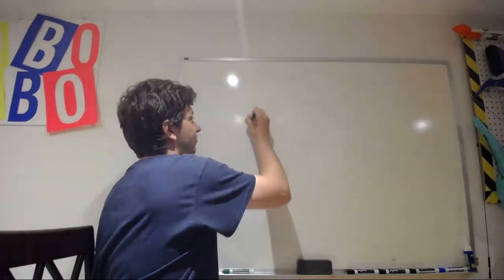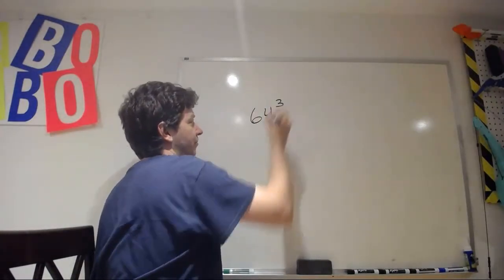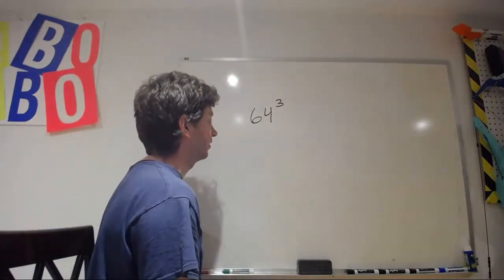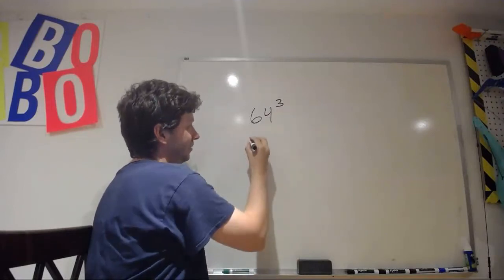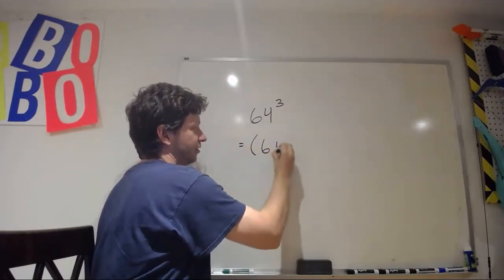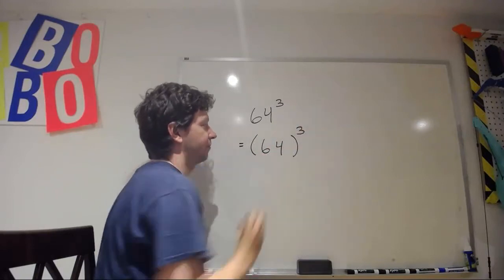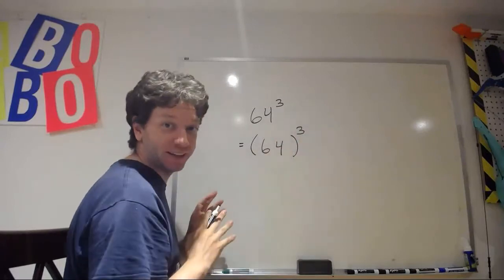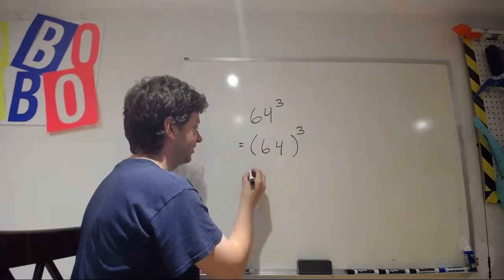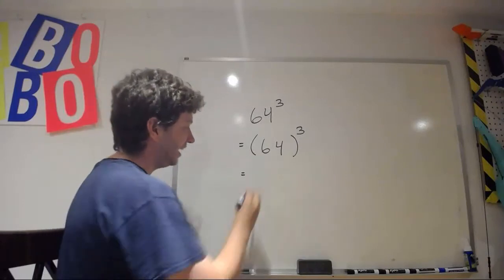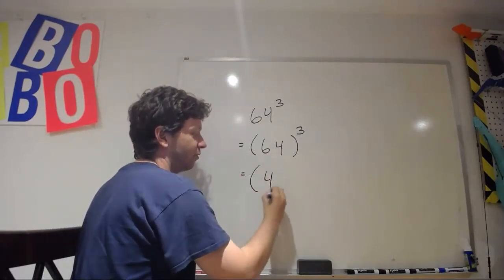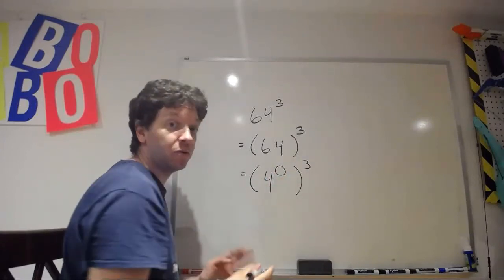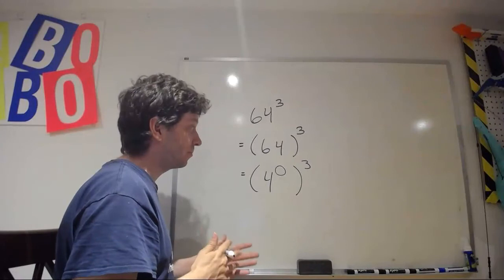So we have 64 cubed. Now how are we going to do this? We need to write it as a base of 4. Okay, well, let me put brackets here. Just throw in some brackets. Okay, and now let's just focus on what's inside the brackets. We'll deal with that cube later. Now, inside the bracket we have 64. Can I write 64 as 4 to the power of something? If so, what? 4 to the power of 2?